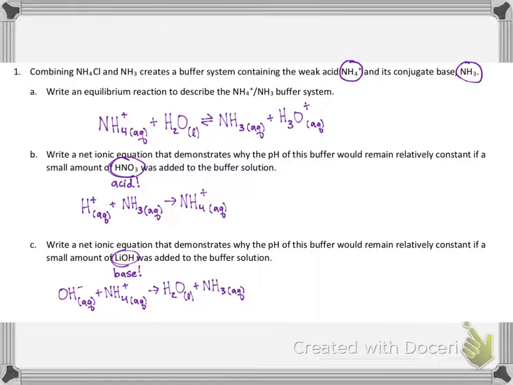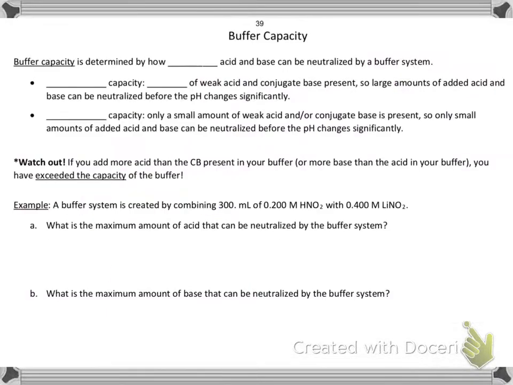Let's go ahead and move forward and talk about something known as buffer capacity. Buffer capacity is determined by how much acid and base can be neutralized by a buffer system. If you have a large capacity, then you have lots of weak acid and conjugate base present. This means large amounts of added acid or base can be neutralized before the pH of the buffer will change significantly. Of course, if you have a small capacity, you have relatively little of your weak acid and conjugate base, so only small amounts of added acid or base could be neutralized before the pH starts to change.